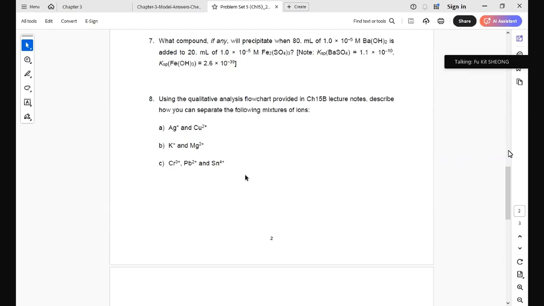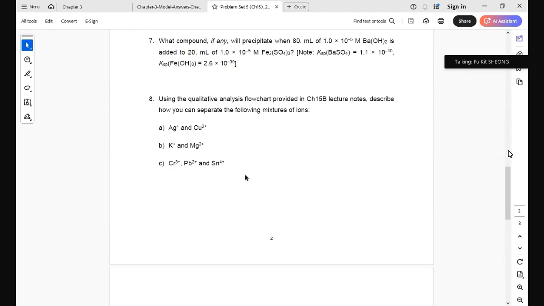And the second one is potassium and magnesium. For potassium and magnesium, you can add carbonate or sulfate. Basically, carbonate or sulfate will form insoluble salts with group 2 ions, and that's why magnesium sulfate or magnesium carbonate will precipitate, while potassium sulfate will not. So if you add sodium sulfate or sulfuric acid, very likely you will precipitate out the magnesium salt, and then you can filter it out and leave the potassium ion behind.